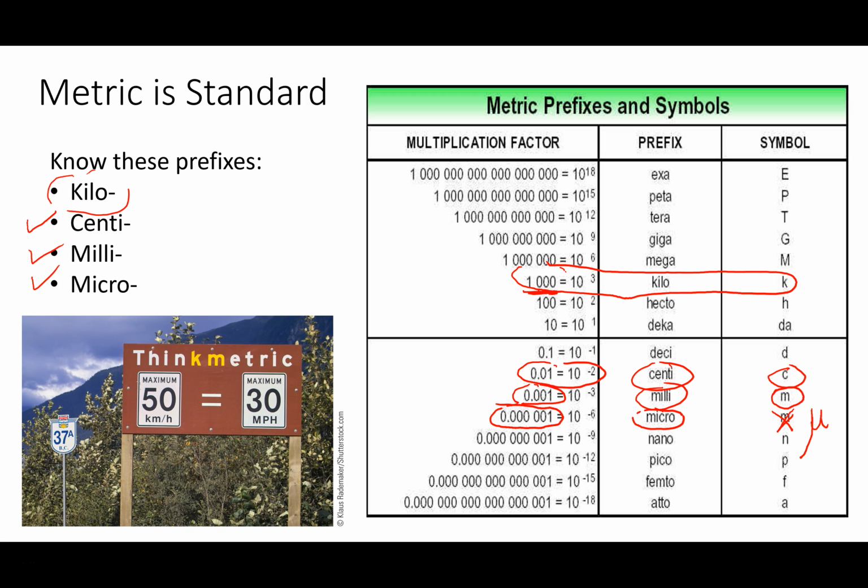Well, 1 kilometer is equal to how many meters? Okay, so 1 kilometer is equal to 1,000 meters. That's how that goes. You can say 1 kilogram is equal to 1,000 grams. 1 kilosecond is equal to 1,000 seconds. You can switch it up.